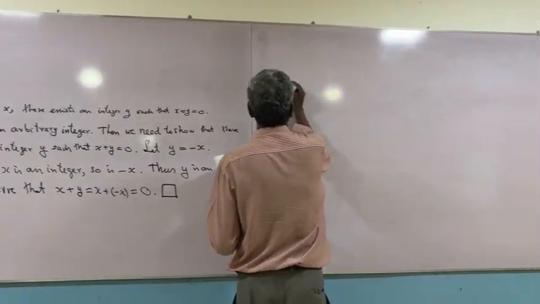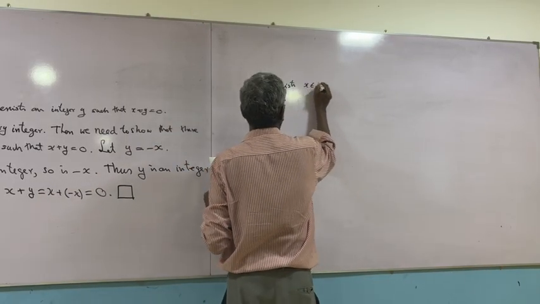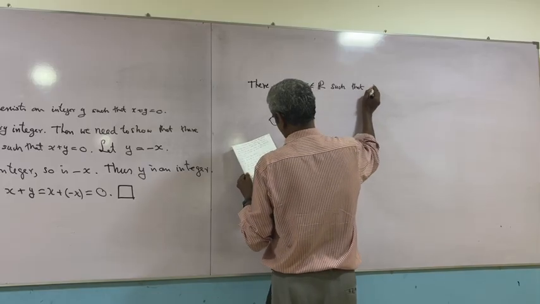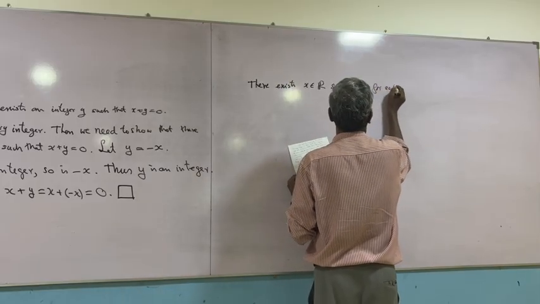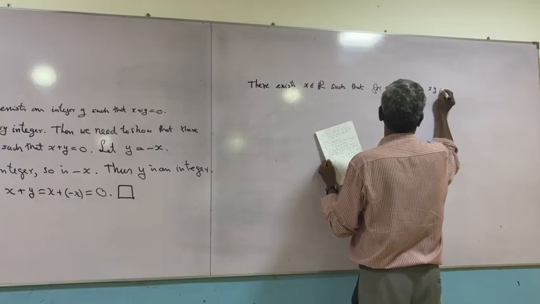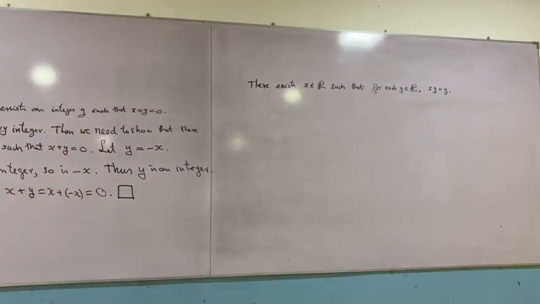There exists x belongs to R such that for each y belongs to R, xy equals y. There exists x belongs to R such that for each y belongs to R, xy equals y. Do you understand this statement? Not right away? How about you? I think... What is it? In Sinhala, don't say it in English.